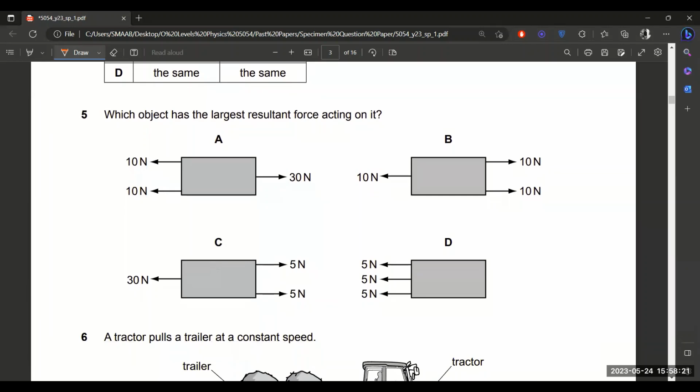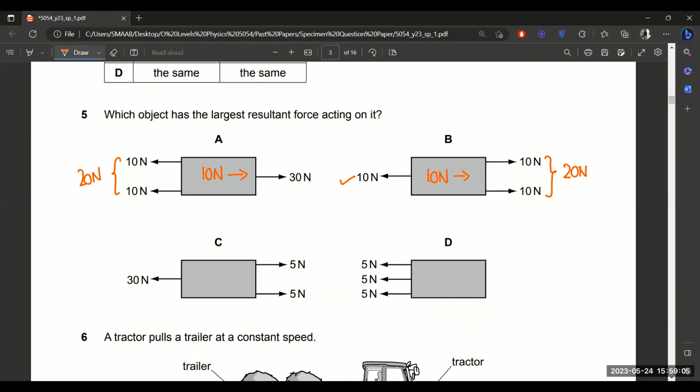Okay, question number 5. Now we need to find the largest resultant force acting on it. So we just need to check the forces acting on each object. In option A, first we find the resultant force. So 10 plus 10, 20 Newton is acting on the left hand side and 30 Newton on the right hand side. Subtracting these two values, we will get 10 Newton force on the right hand side. They are not asking about the direction, but I am just writing it to get the whole concept of the resultant force. In option B, we are having 10 Newton on the left hand side and 20 Newton on the right hand side. So again you will get 10 Newton force on the right hand side.